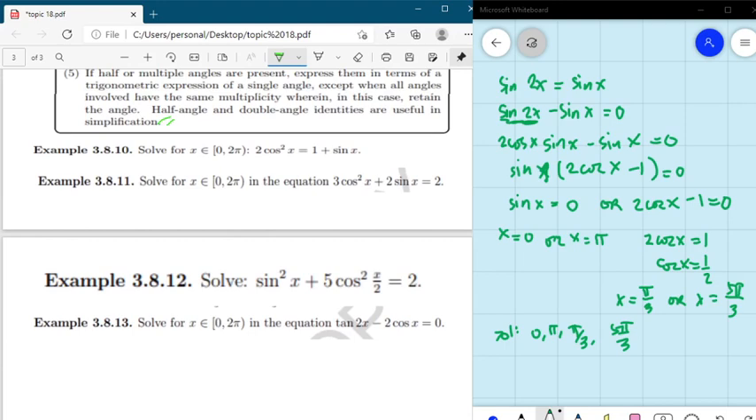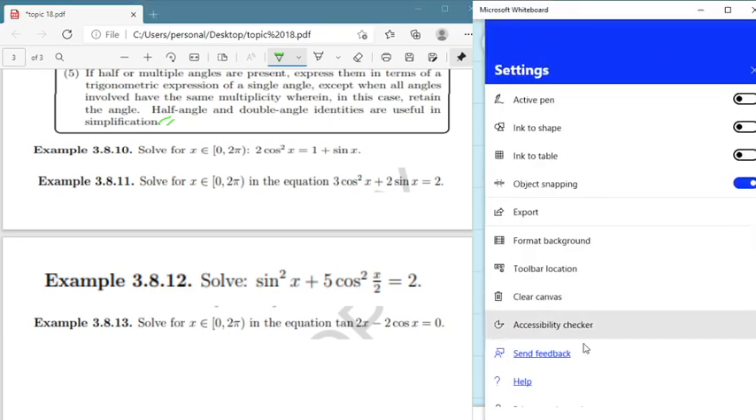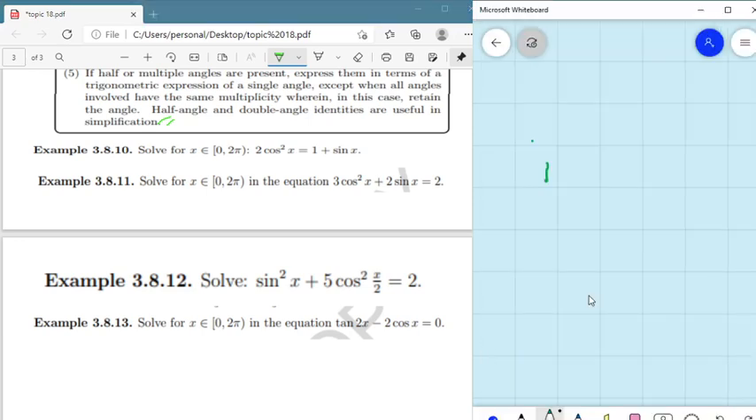3.8.10. Solve for x, which is an element of the half closed interval from 0 to 2 pi. We have 2 cosine squared x equals 1 plus sine x. Okay, so what we are going to do first is subtract 1 plus sine x from both sides.